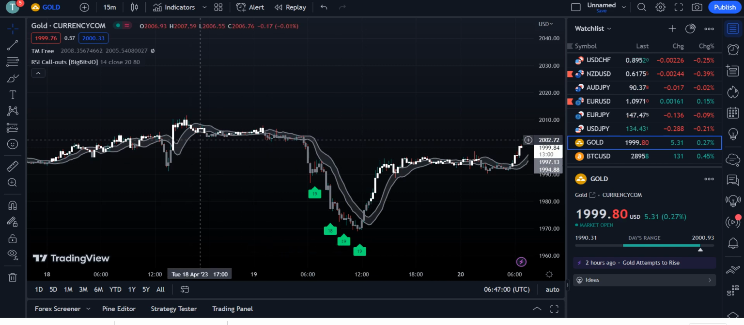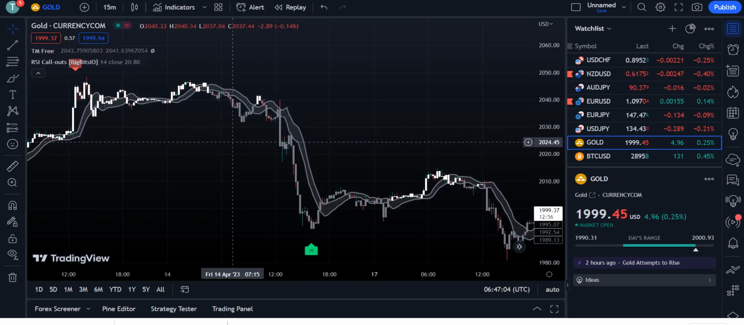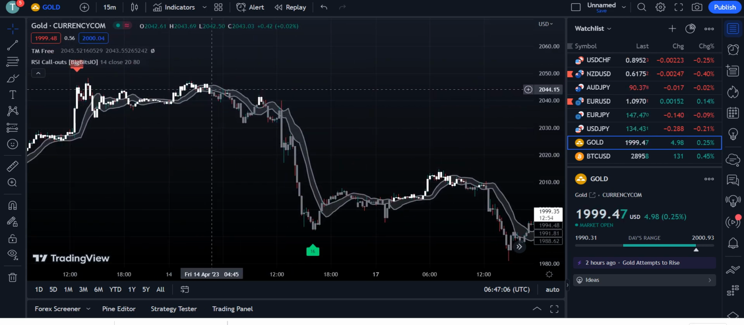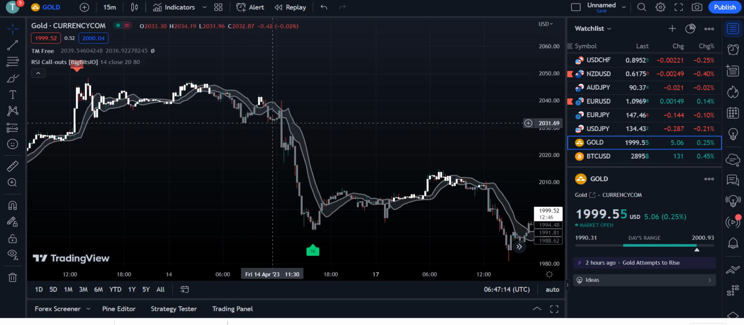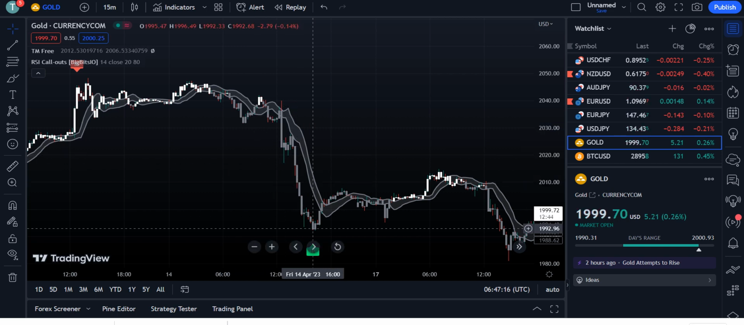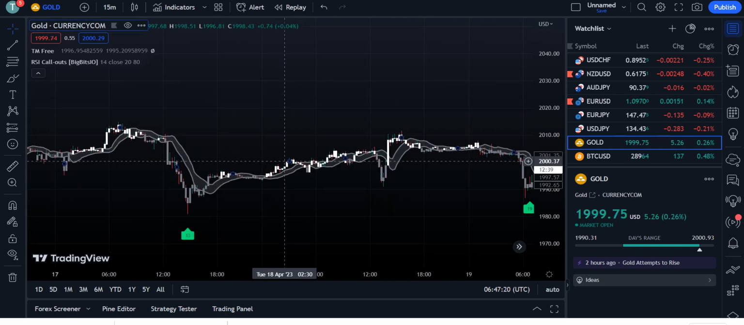In the case of a sell signal, you have to make sure that your market takes the trend reversal and moves below this cloud. When 2 candles are formed below this cloud, then you have to take the entry into the market, and finally you will be able to take the proper profit that you have planned. So this is all about the strategy.